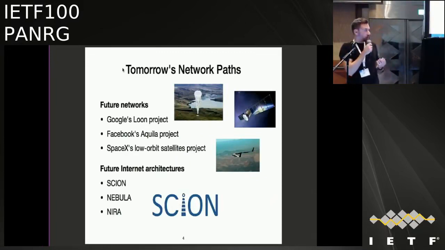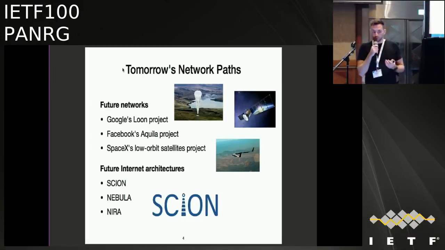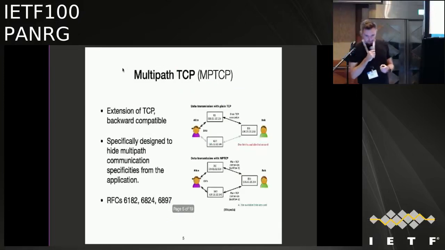And also, arguably, in today's internet, there's a fairly limited amount of network paths between one source and one destination, but we don't know what tomorrow's networks will be made of. So there are a number of projects to provide worldwide internet connectivity through balloons, drones, or low orbit satellites. And as we saw in the previous talk, future internet architectures like SCION in particular will provide more path control to end hosts. And path control means that end hosts may use multiple paths simultaneously.